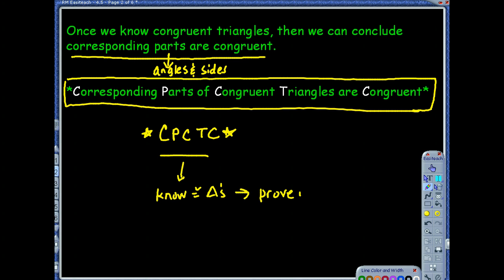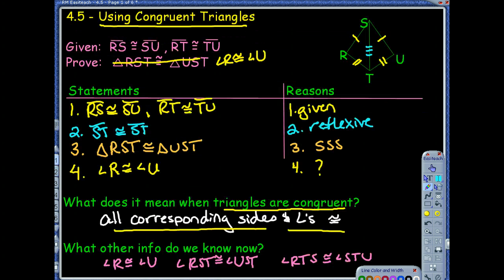Okay. CPCTC, guys. You're going to hear this a lot. So on this last slide, if I had proven the triangles are congruent, which we had no issue with, we can then say any of its corresponding other parts are congruent. So saying angle R is congruent to angle U, we could say the reason is CPCTC.